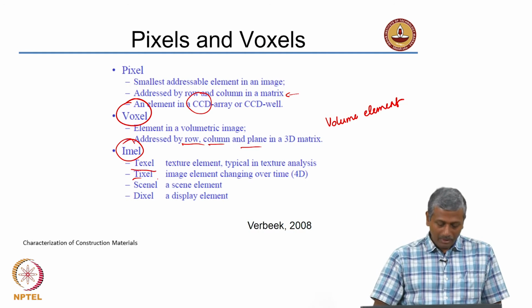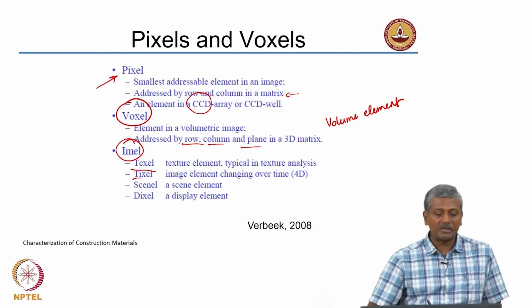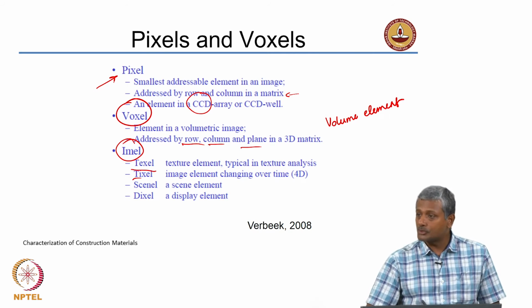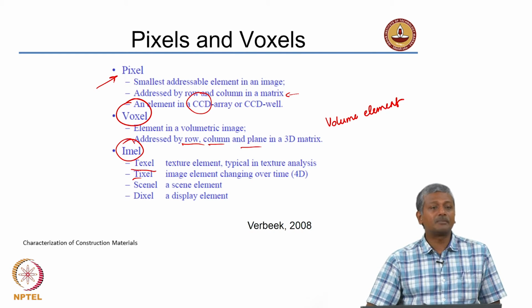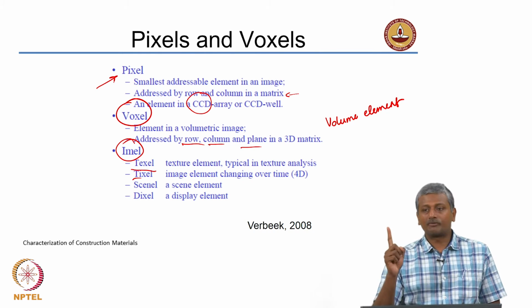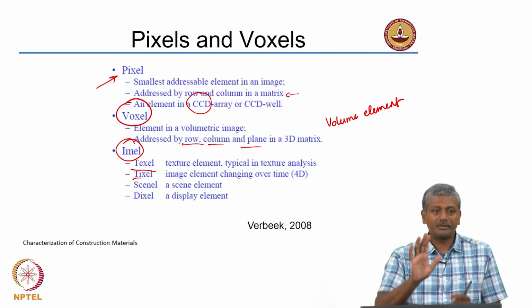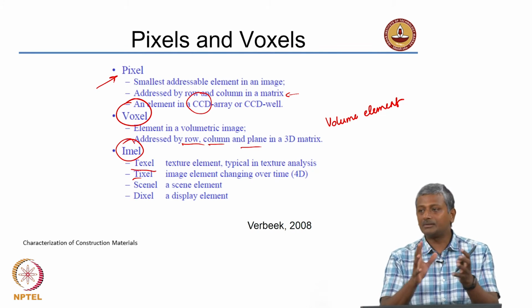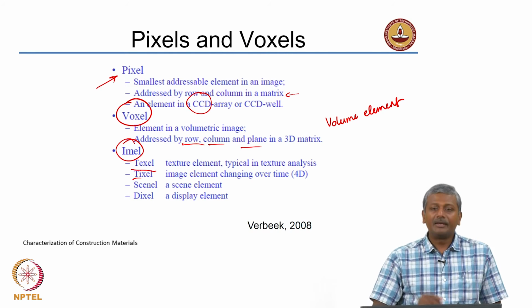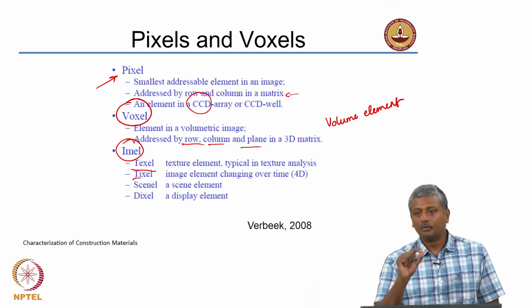But for now, our discussion will primarily be with 2-dimensional images and we will deal with pixels. You can get voxels also, for example, if you are doing something like X-ray tomography analysis. X-ray tomography is when you are actually doing a 3-dimensional representation of your object by taking slices of the object with X-rays, and these are then put together and you get a 3-dimensional image of the entire specimen. There each and every element in this 3-dimensional space will be called a volume element or a voxel.